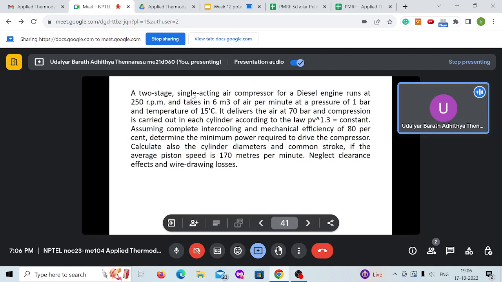So we have a single acting two-stage compressor, whose speed is 250 rpm, and the volume of air taken is 6 meter cube per minute. Your suction pressure is 1 bar, and your suction temperature is 15 degrees Celsius. Your discharge pressure is 70 bar, and compression is carried out as PV raised to power 1.3, and they are saying complete intercooling and mechanical efficiency of 80%. So we need to find out the minimum power required to drive the compressor. Also we have to find out diameter and stroke if the piston speed is 170 meters per minute.